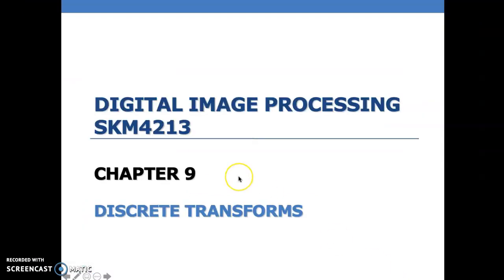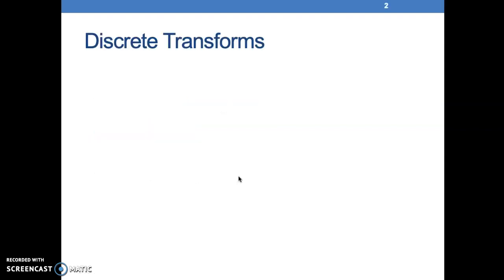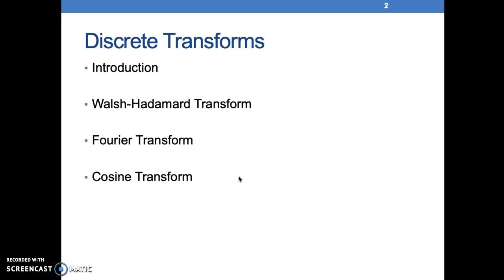Today we will go on to chapter 9, which is the discrete transform. So what is discrete transform? As we mentioned before, your image can be represented either in a spatial domain or in a frequency domain.